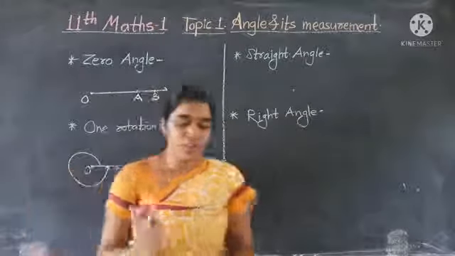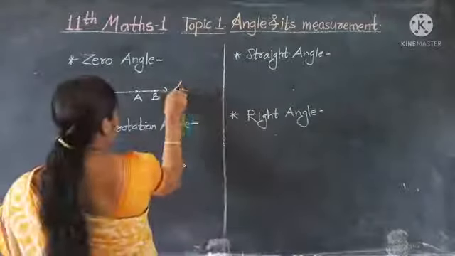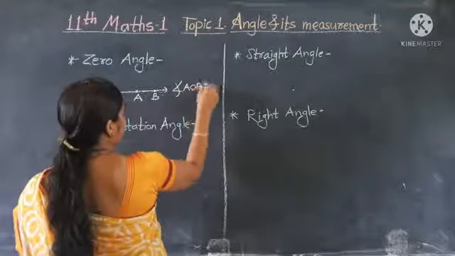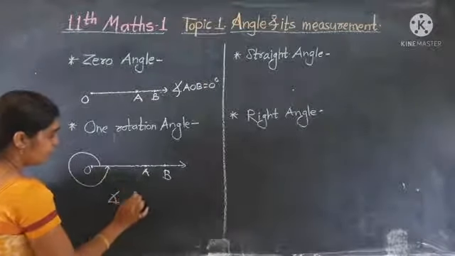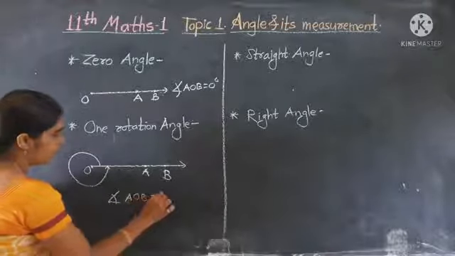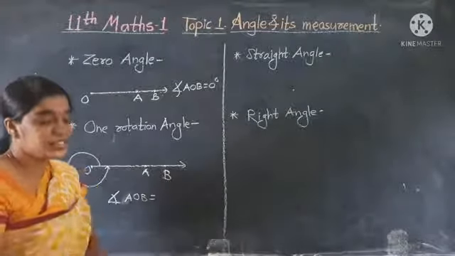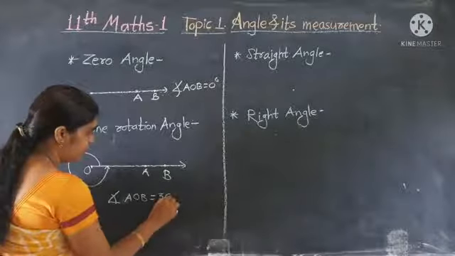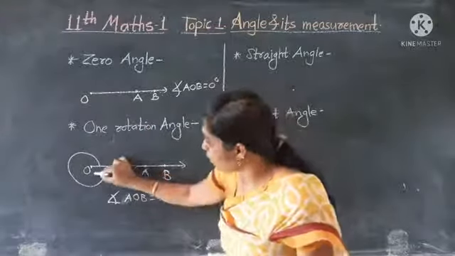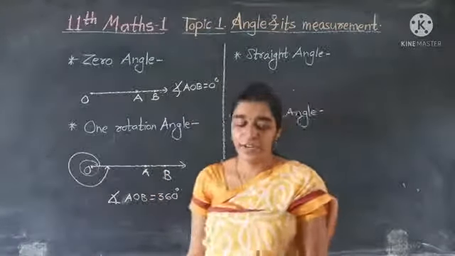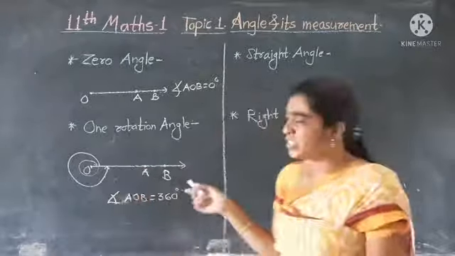One rotation is of 360 degree. Here the angle is 0 degree. Here AOB is equal to 0 degree. Here the directed angle AOB is equal to how many? This is 360 degree. Okay, 360 degree, it is in anti-clockwise direction. Or maybe it is in clockwise direction also, so we take here negative, minus 360 degree. Okay, understand? One rotation.